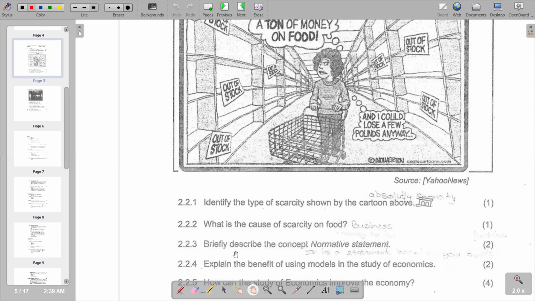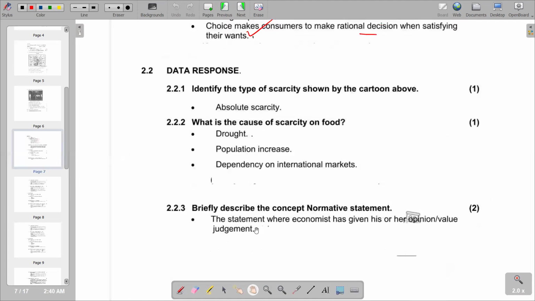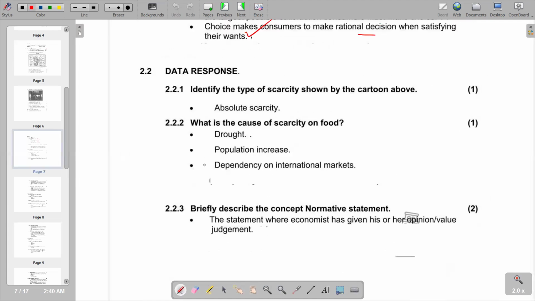Then 2.2.3: briefly describe the concept of normative statement. Briefly describe the term normative statement. So a normative statement, we know that it's a statement that's based on value judgment. It's a statement that's based on opinion or value judgment. Let's see the explanation according to the video. It reads: the statement where an economist has given his or her opinion or value judgment. So this is what we have according to the explanation on normative statement.